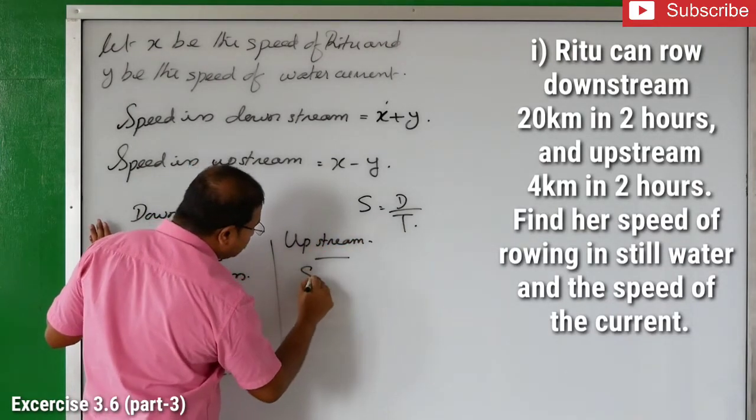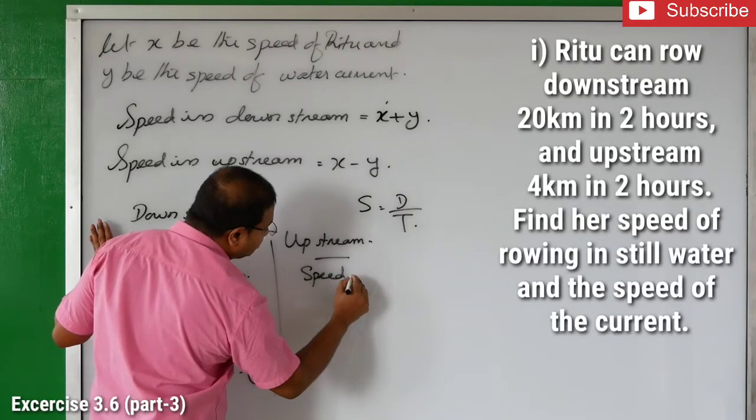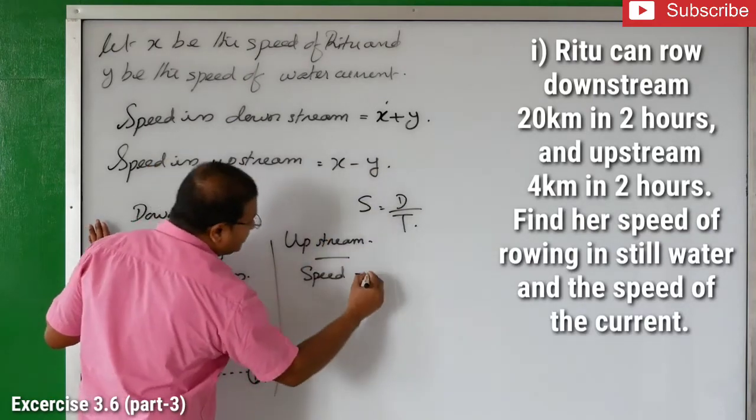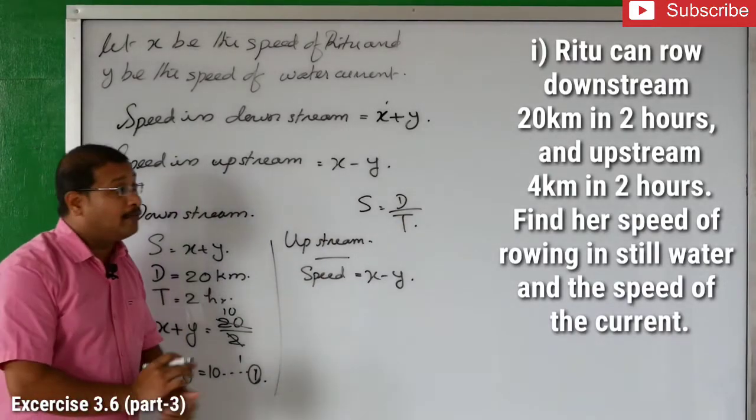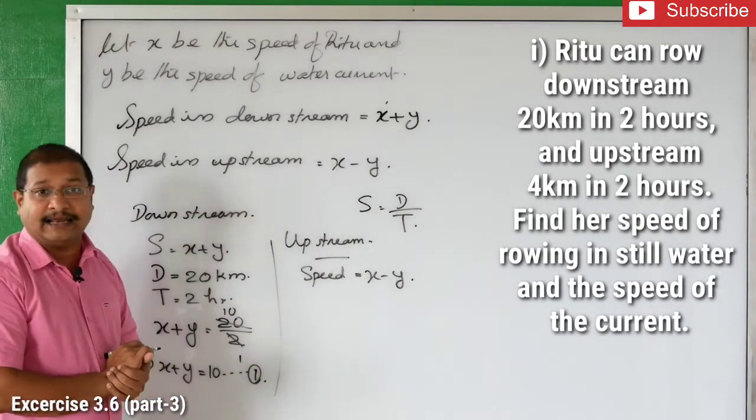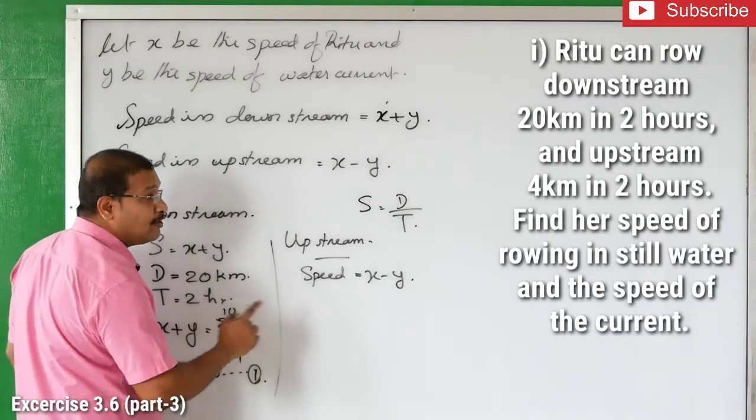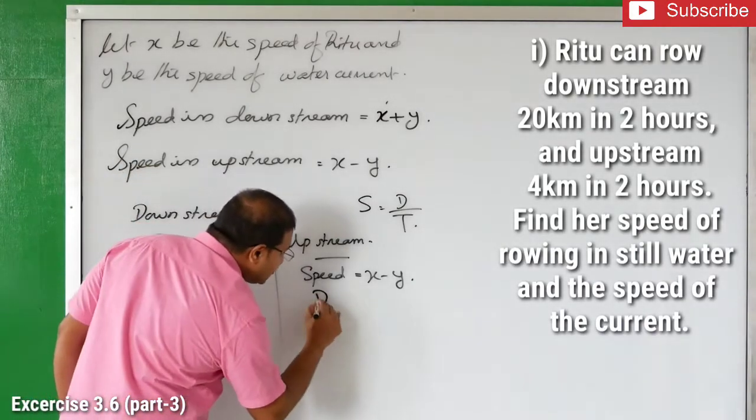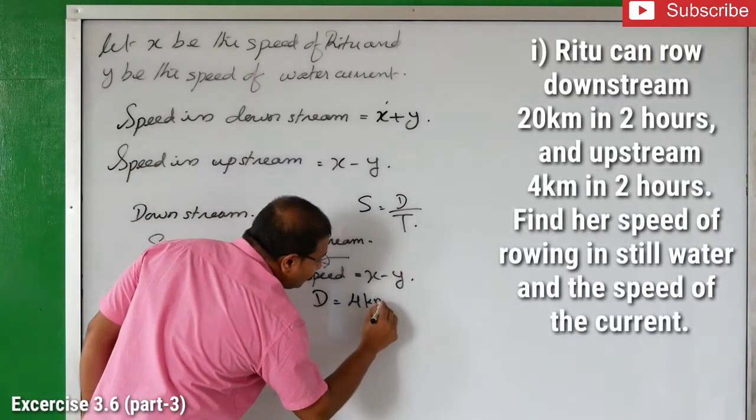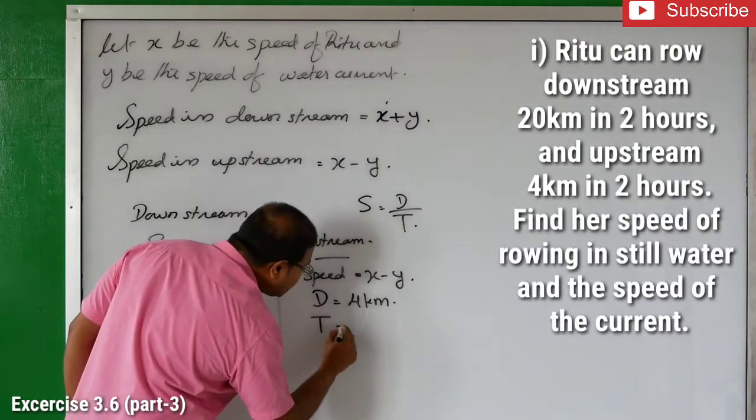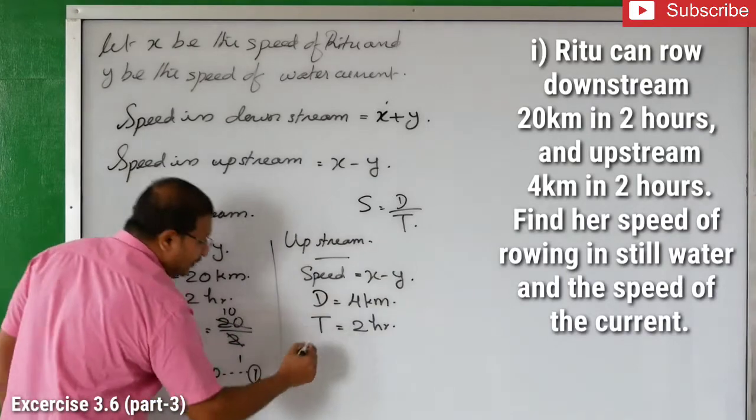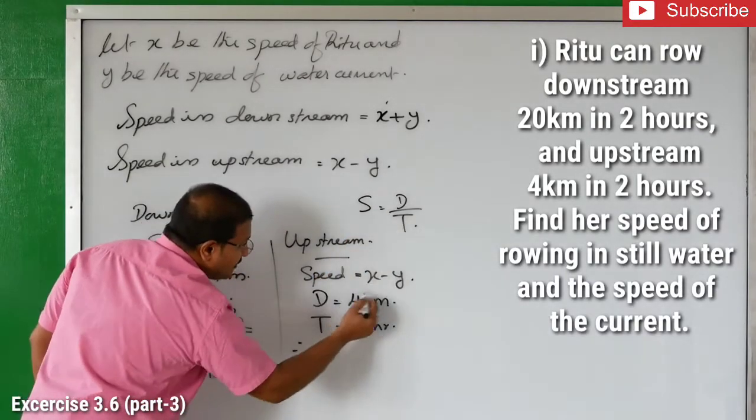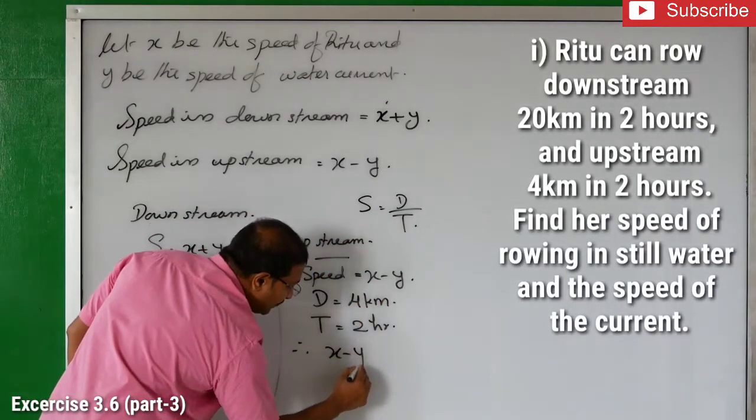For upstream, the speed is already given. Speed, we got it already. Speed is x minus y. Check it. In the case of upstream, what is the distance and time? Distance is 4 km, isn't it? So distance equals 4 km and time taken by Ritu is 2 hours, isn't it? Ready? Therefore speed equals, speed means what do you write? x minus y. This is speed.